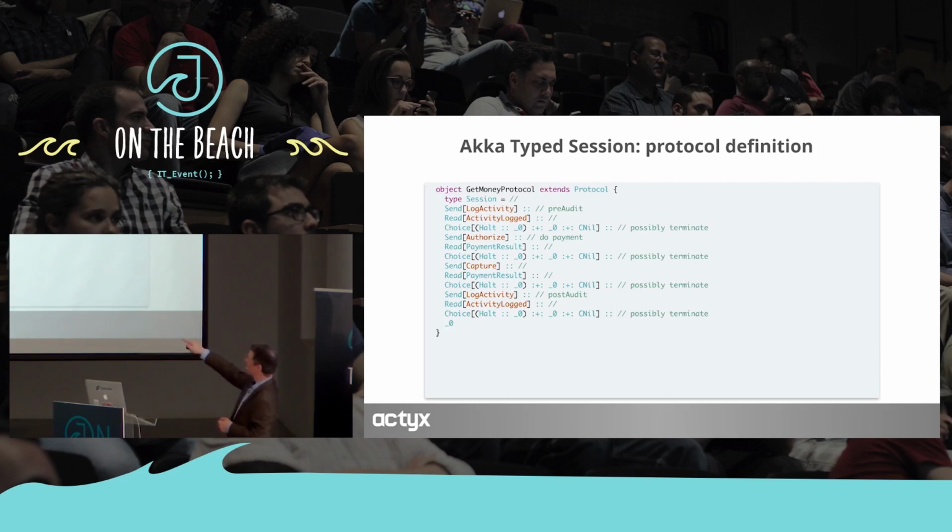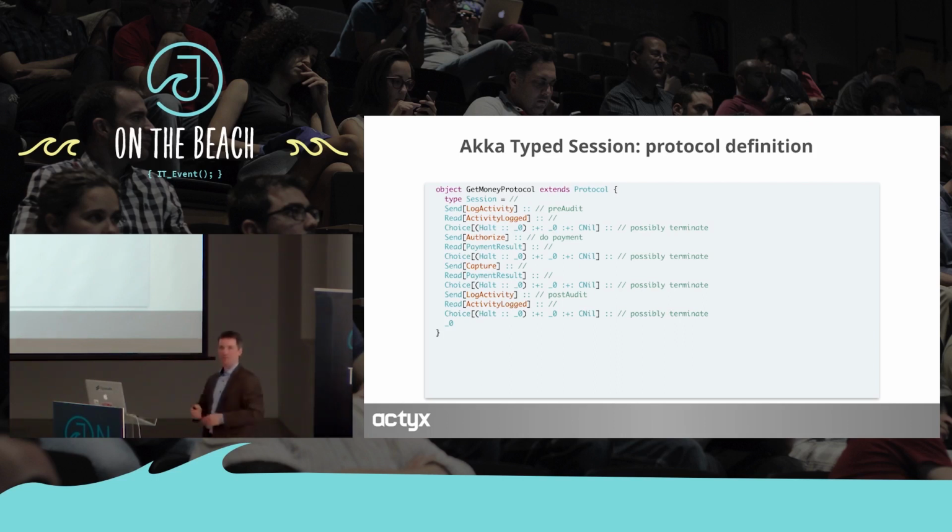Choice means, in there you have the colon plus colon. This is an OR. Now, the other one is a second. So either we halt as an effect, so we stop the process, or no effects, so it goes on. And this goes on for every step. So authorization gives a payment result, capture gives a payment result, log activity gives an activity logged. Every time we check whether the result was as we wanted it to be, terminate if not, continue otherwise. So, this is a type only.